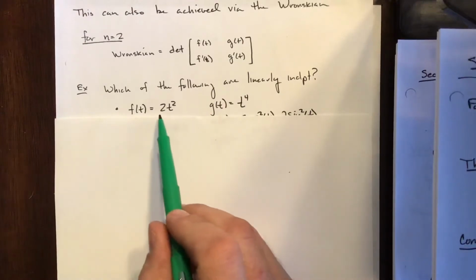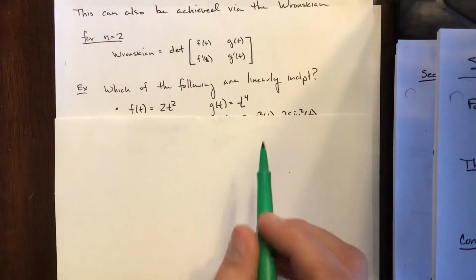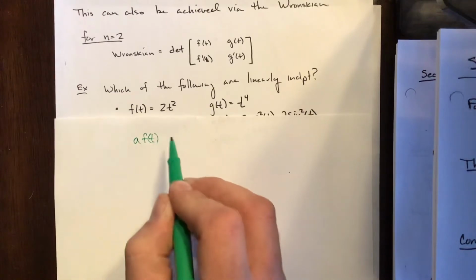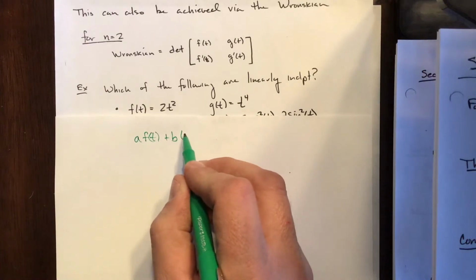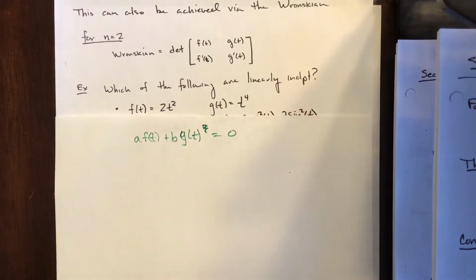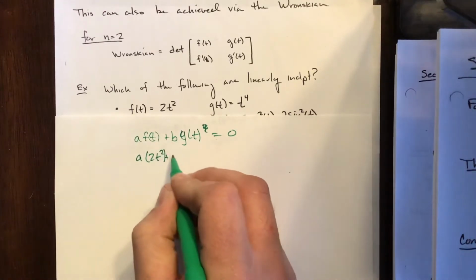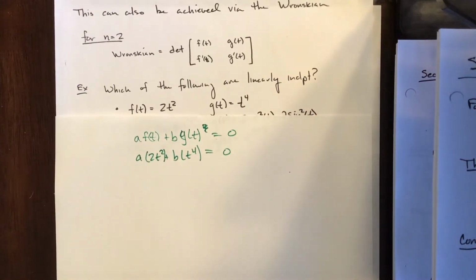So let's look at the functions 2t squared and t to the fourth. Now clearly, there's not a pair of non-zero constants that you can multiply f and g by so that the combination outputs 0. a times 2t squared plus b times t to the fourth is 0 for every value of t only when a and b are both 0. So we know that these are two linearly independent functions.